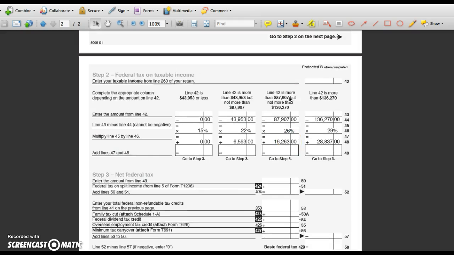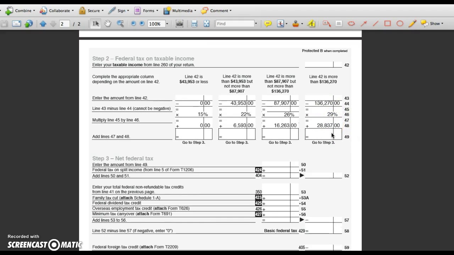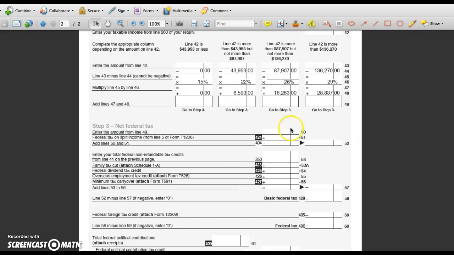So here we are on the Schedule 1, and we would include the taxable dividends in the marginal tax calculation, and in this case we would use 29%. And we would take a federal dividend tax credit on line 425 of 15.02% of the taxable dividends.